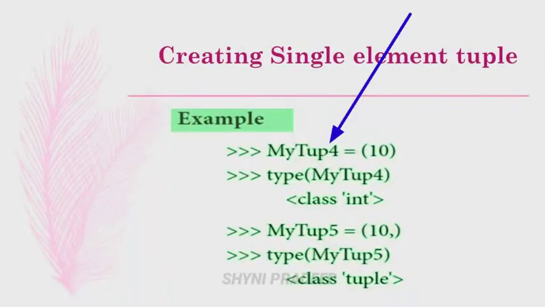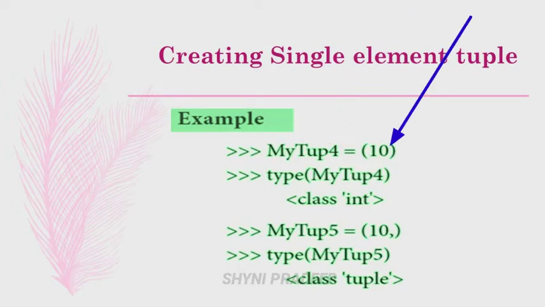My tuple 4 is equal to 10. Here you can see this is only one element, but the comma is not given. So when you give type of my tuple 4, class int will be printed, which means 10 is an integer value, so its ordinary data type int will be displayed on the output screen. Because here you have not given a comma at the end of the element, the ordinary data type will be displayed.